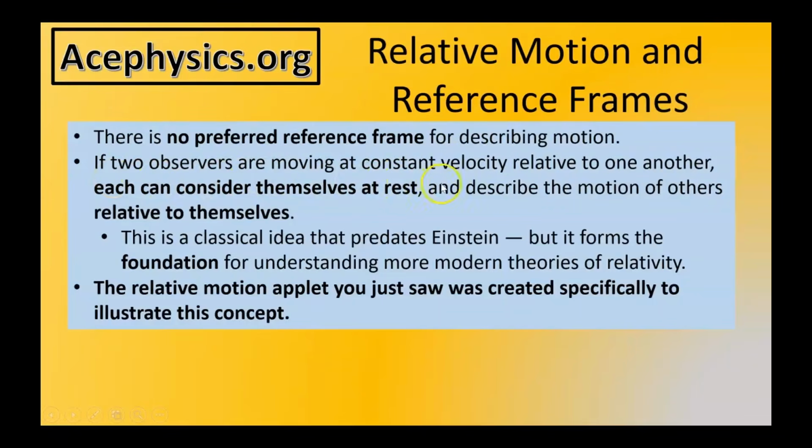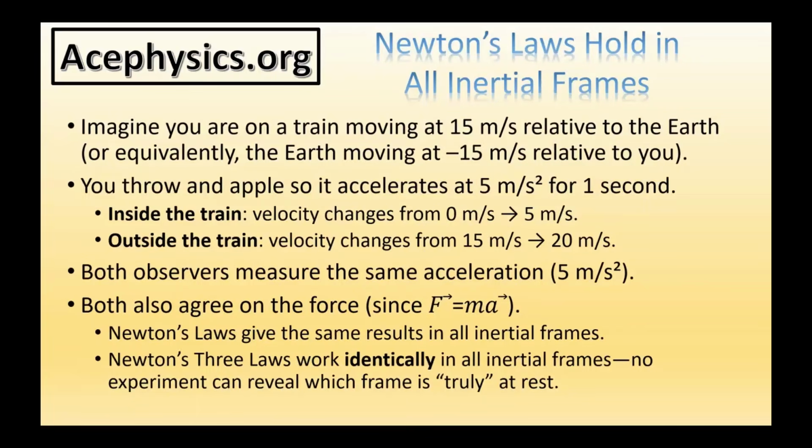If two observers are moving at a constant velocity relative to one another, each can consider themselves at rest and describe the motion of the other relative to themselves. This is a classical idea that predates Einstein, but it forms the foundation for understanding more modern theories of relativity. Newton's laws of mechanics hold in all inertial reference frames.